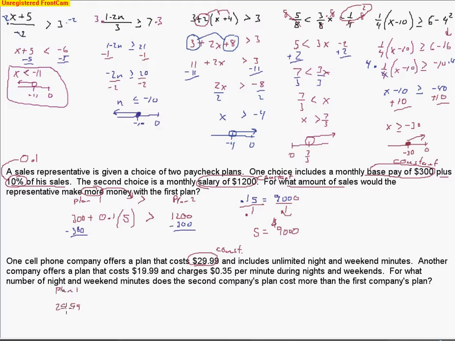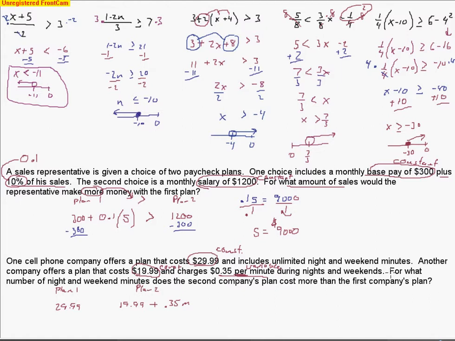$29.99. Alright, so then we read on, it says another company offers a plan that costs $19.99 and charges 35 cents per minute. See the word per? This is a variable now. So it's a variable amount. It's a changing amount. This is a constant because you're going to pay that $19.99 each time. So we have $19.99 plus the variable amount. So 0.35 times the number of minutes. So we'll call that M. So this is plan number 2.